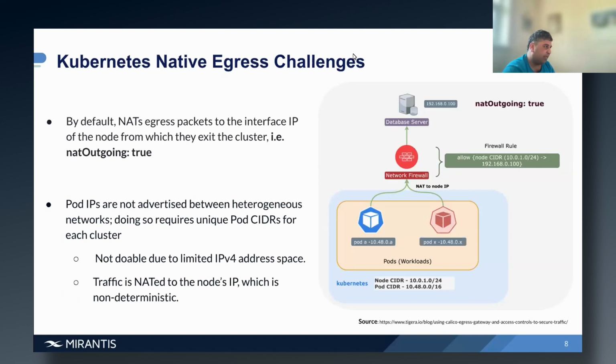So in our example, we have pod A in blue, which requires connectivity to the database server. The node IP CIDR must be allow-listed by the network firewall rule, which inadvertently grants access to pod X. So if pod X was compromised, then obviously this could expose the database server to this rogue actor.